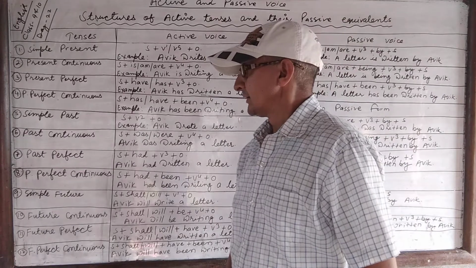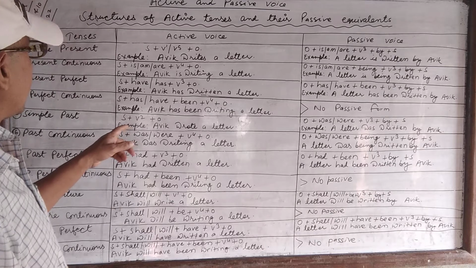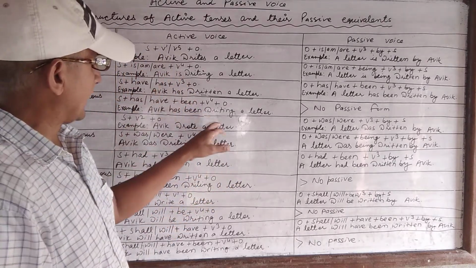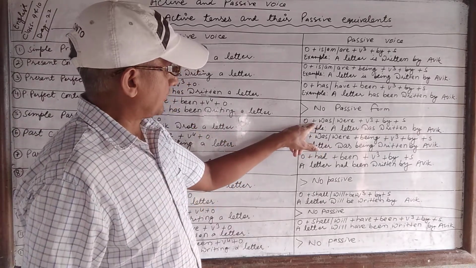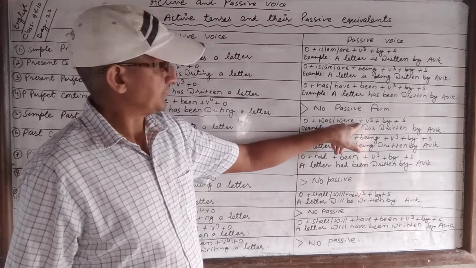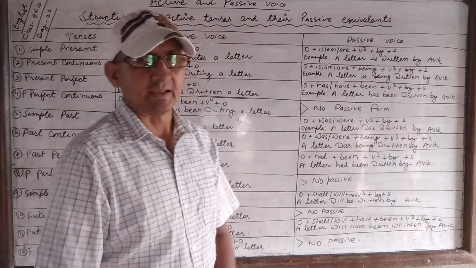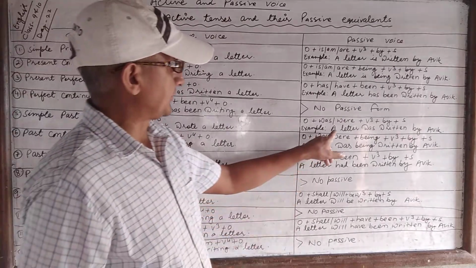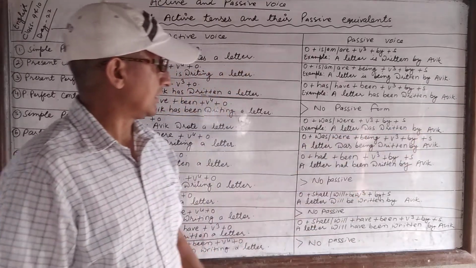Now let's see the passive equivalent of simple past active. Here, object, after object was or were, and V3, past participle form, and by plus S, meaning the subject of the active voice. Example, a letter was written by Avik.